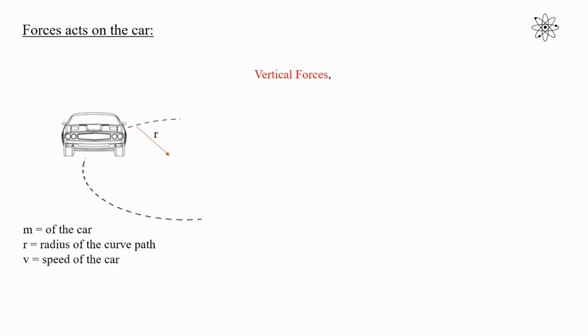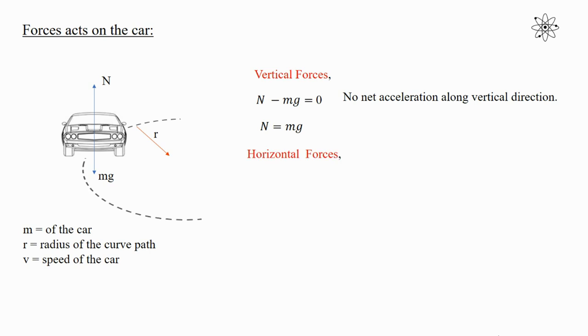Let's find the vertical forces acting on the car. The normal reaction acts in the vertically upward direction, and the weight of the car acts in the vertically downward direction. Therefore, N minus mg is equal to 0. It is because there is no net acceleration along the vertical direction. Therefore, N is equal to mg. That is, the normal reaction balances the weight of the car. Horizontal forces acting on the car.